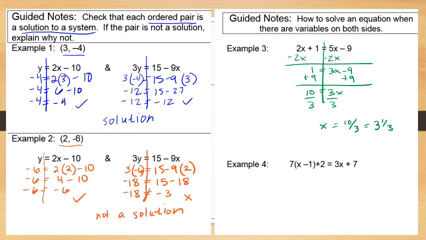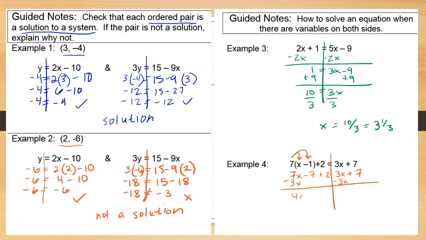This time you'll notice that I need to use the distributive property. So I'm going to have 7 times x is 7x, and then 7 times -1, or you can think of it as minus 7 times 1, plus 2, equals 3x plus 7. And so now I need to combine my like terms. So I'm going to subtract 3x from each side.